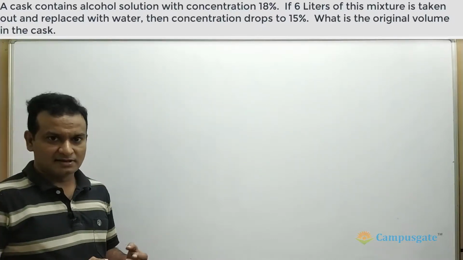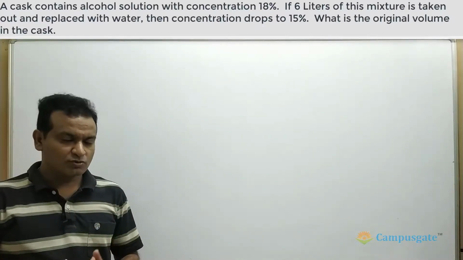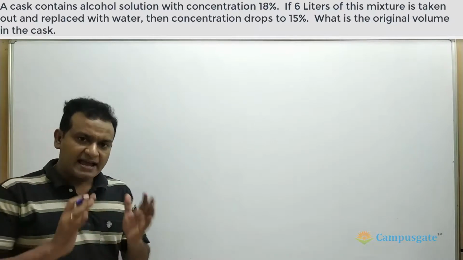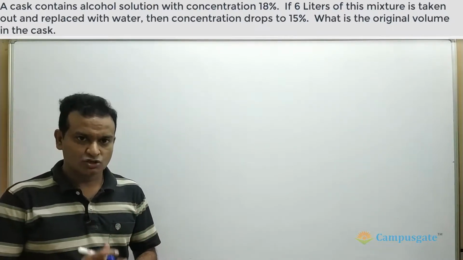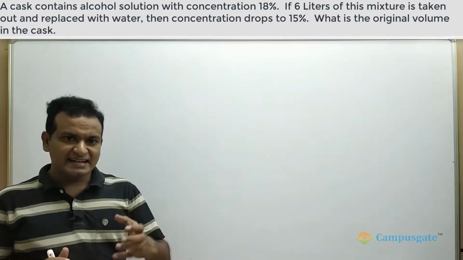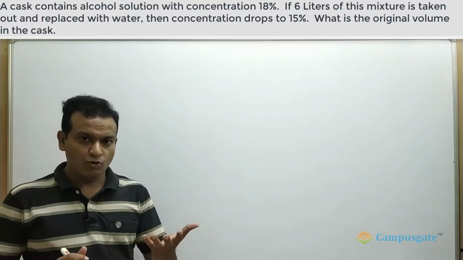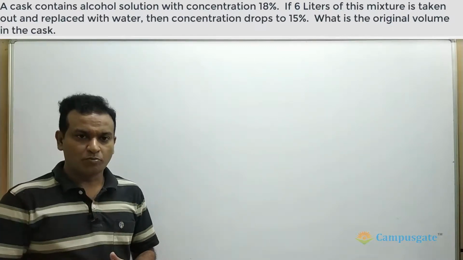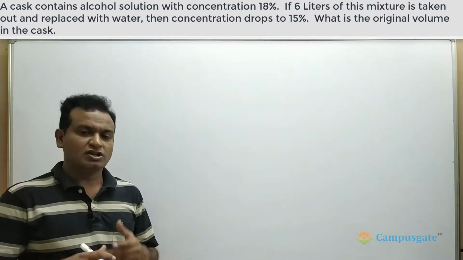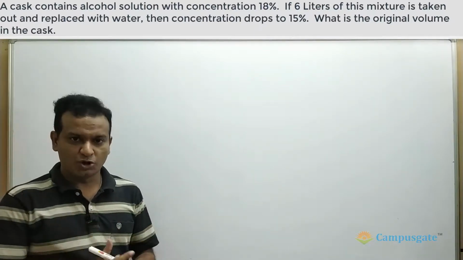Hi, this is a very good question. In this question, it is given that a cask contains an 18% alcohol mixture, so alcohol plus water. 6 liters of this mixture is removed and replaced with pure water. Then the concentration dropped to 15%. We are asked to find the initial volume.